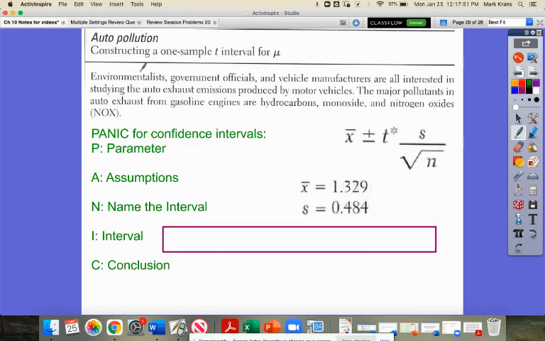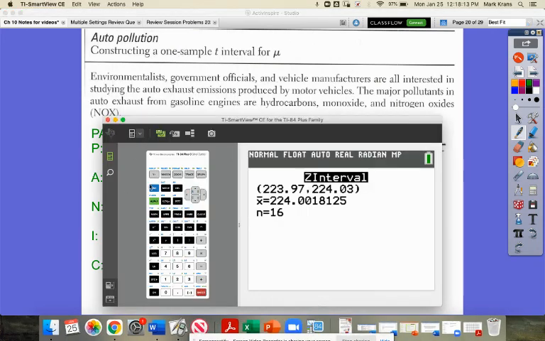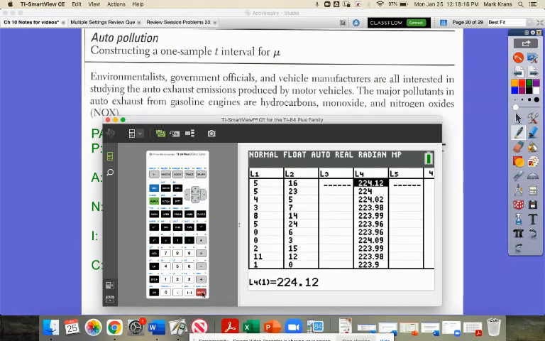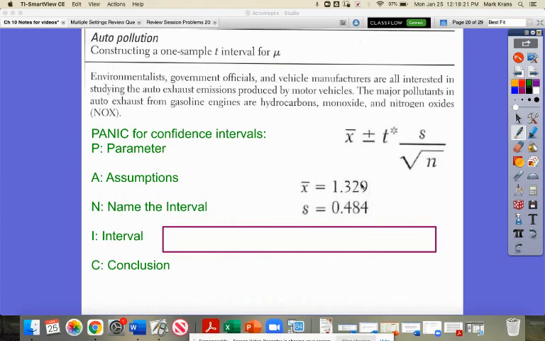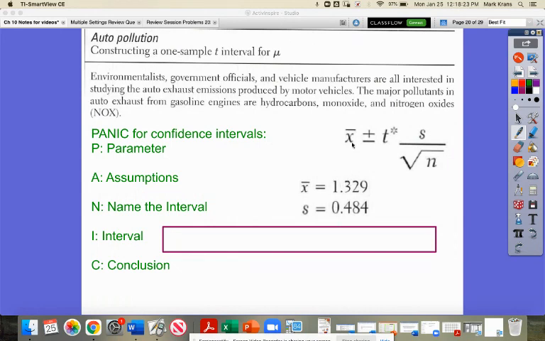So, auto pollution: environmentalists, government officials, and vehicle manufacturers are all interested in studying auto exhaust emissions. The major pollutants in auto exhaust from gasoline engines are hydrocarbons, carbon monoxide, and nitrogen oxides, okay? There's a table that has all the data in here. I've already put the data into my calculator, stat, edit. You can see it here, or no, this is just the summary statistics. I didn't put the data in there yet, okay? There's my x bar, there's my s, all right?